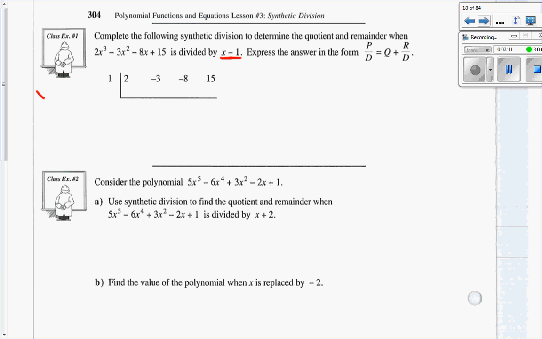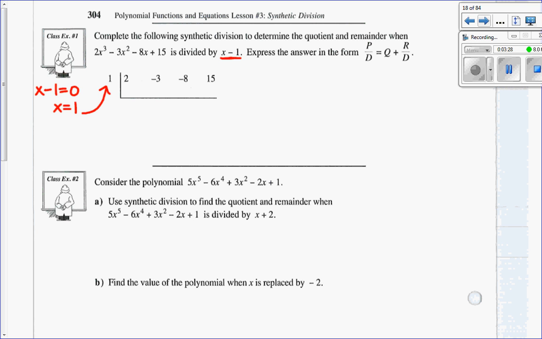So the first thing you would do is you would take this x minus 1, that's your divisor, and you would set it equal to 0. If x minus 1 equals 0, then x equals 1. And that's what you put right there, just the 1 part.